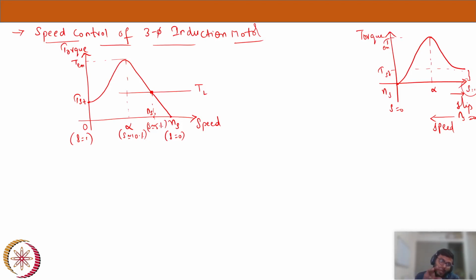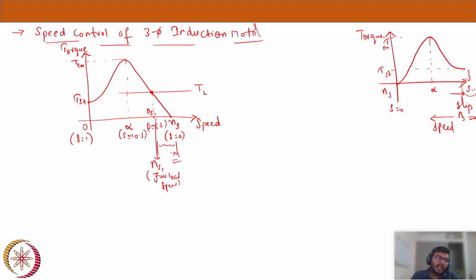Now, if you want to supply this full load torque at various speeds, from the figure we can see that the speed at full load is very close to ns. This speed is ns1, the full load speed. Now this difference is very small, it is almost close to ns.